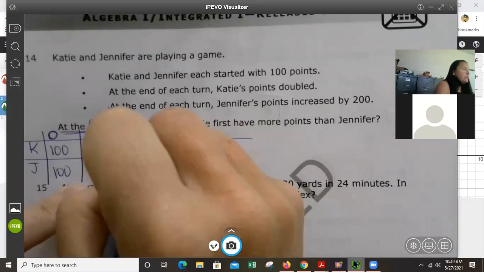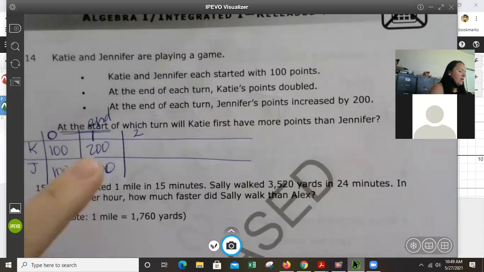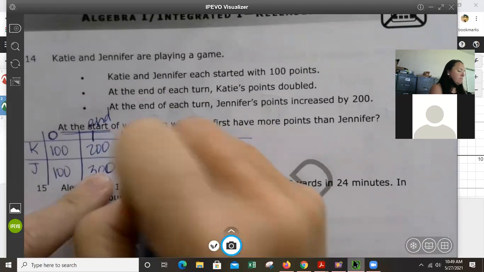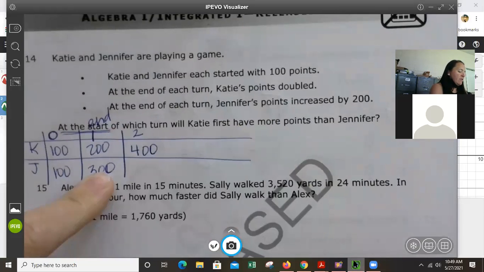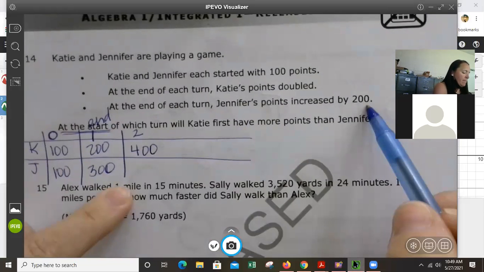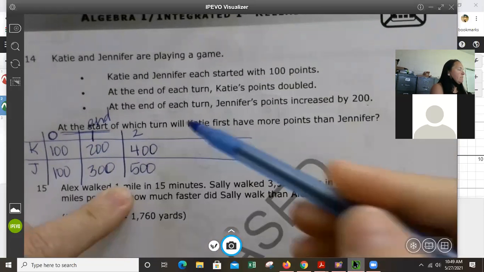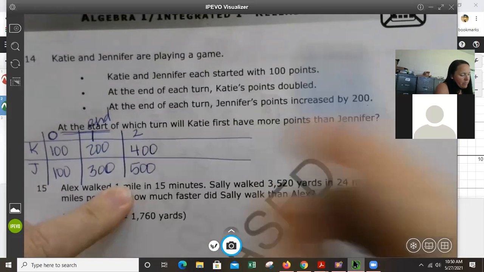At the end of 2, Katie's points doubled. 400. Jen's increased by 200. Is Katie more than Jennifer? No, so we need to go again.